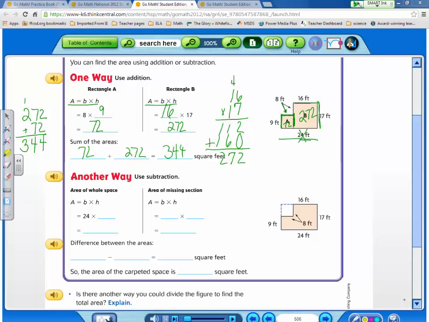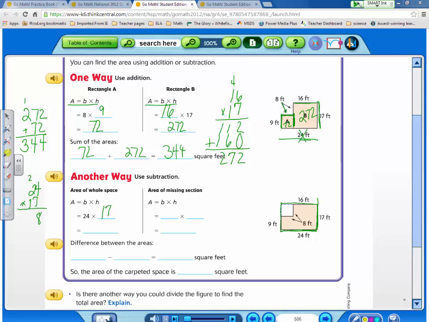Another way to look at this is to find the area of the whole rectangle, the whole outside, and then take off that little piece that we don't want to look at. So let's look at the dimensions of the whole outside. This is where I'm going to use the 24 right here. 24 is my base, and my height is this side, which is 17. And again, I can't do that in my head, so I'll go over to the side and I'll do 24 times 17. 4 times 7 is 28.